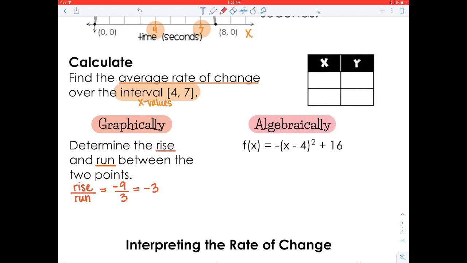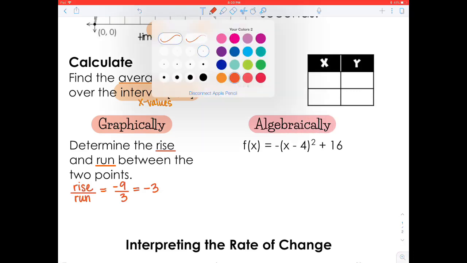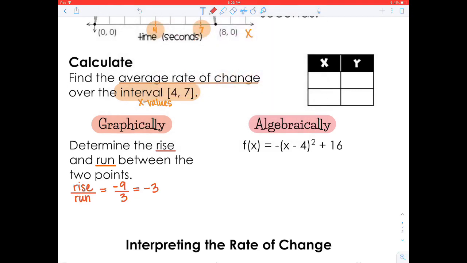So algebraically, we're going to find the values of f of 4. I'm replacing x with 4. That's the first x value of our interval. Everywhere in our equation, we're going to replace x with 4. So rewrite the equation. Instead of x, I'm going to put 4. And then continue writing. So -(4) squared, and then plus 16.